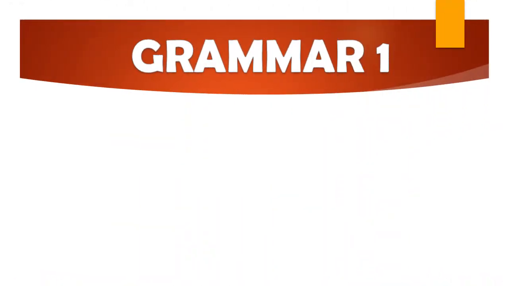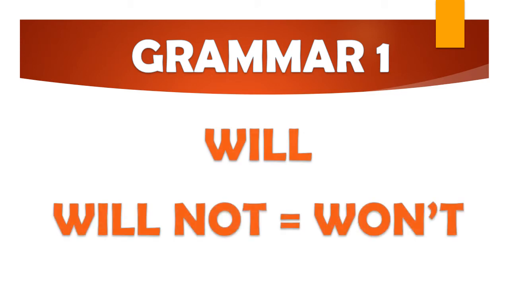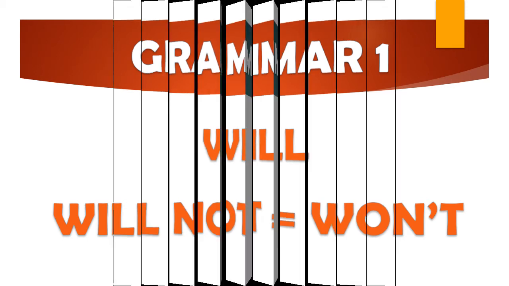Okay, let's go to the grammar. Today we are going to learn will and will not. Will not is won't. Okay? We use will and won't to talk about what we do or we don't do in the future. Okay? Like this.